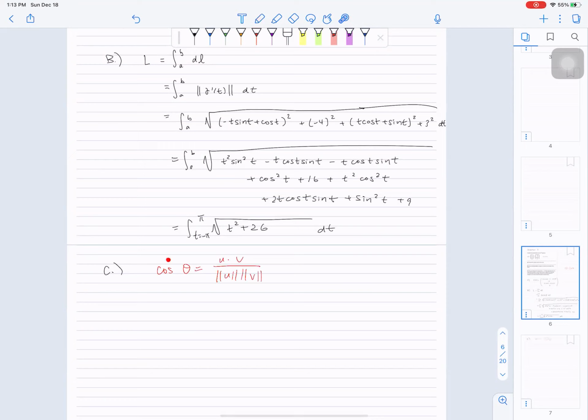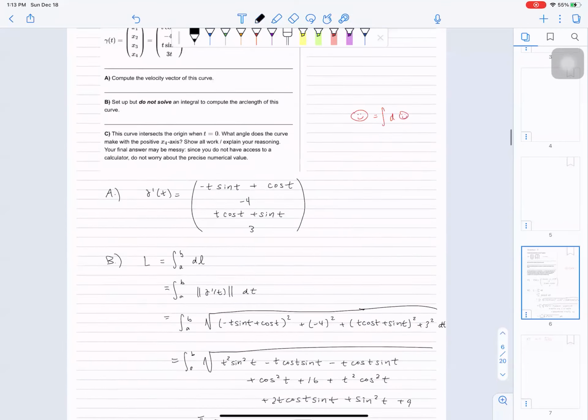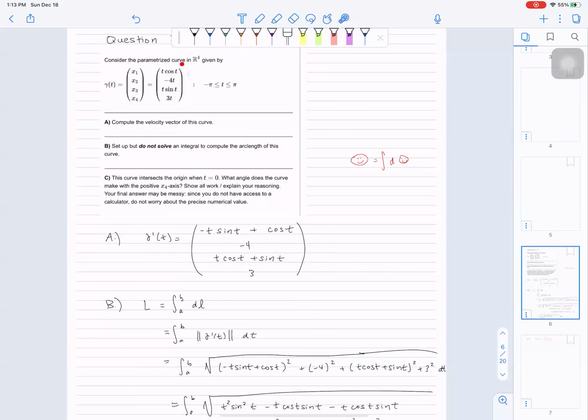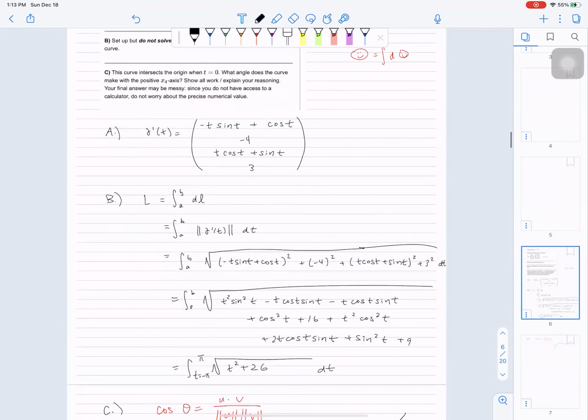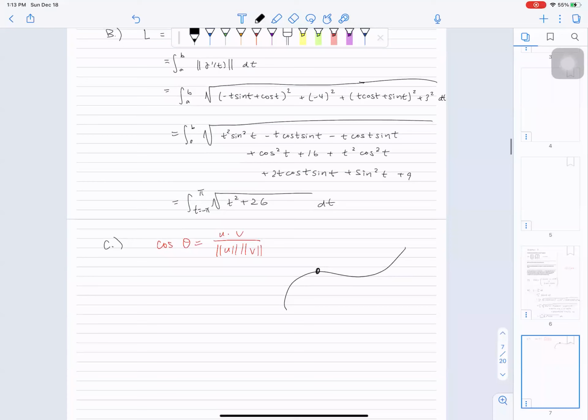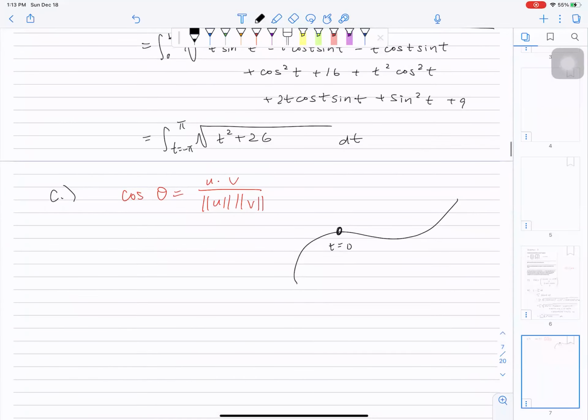But in order to use this formula, we need two vectors. So what do I have right now? Right now, I have some parametrized curve in R4. So this is some random curve. And it says that it intersects the origin when t equals 0. So at t equals 0, I intersect the origin. And we have a curve, but I can't just use a curve in my formula. I need an actual vector.